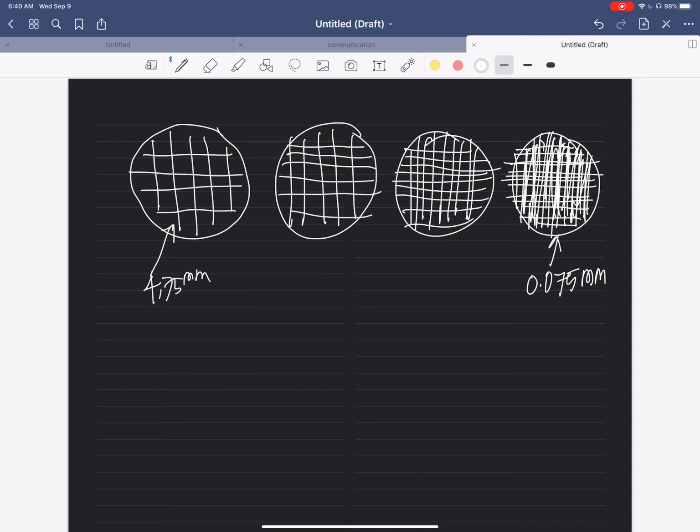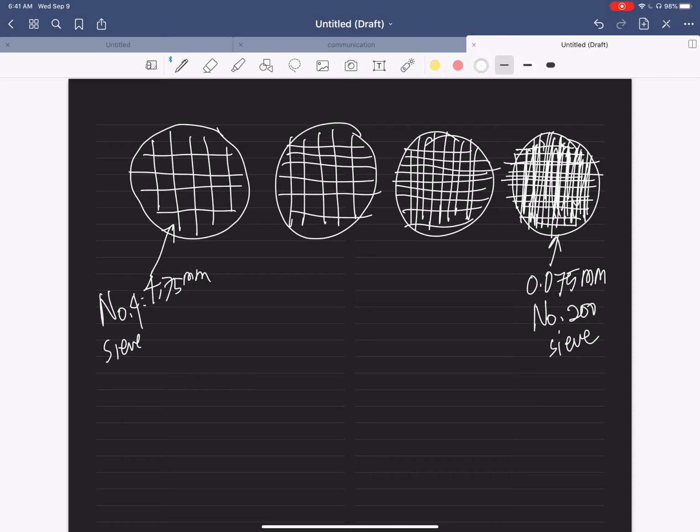The 4.75 has a number. This is the number 4 sieve, and this is the number 200 sieve. And in between, there is number 10, number 20, number 80, number 100, and each has a corresponding diameter, or size of opening.